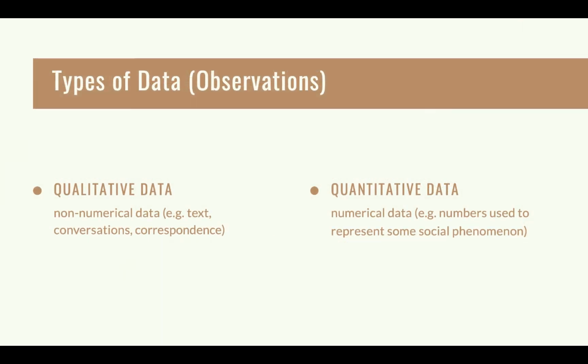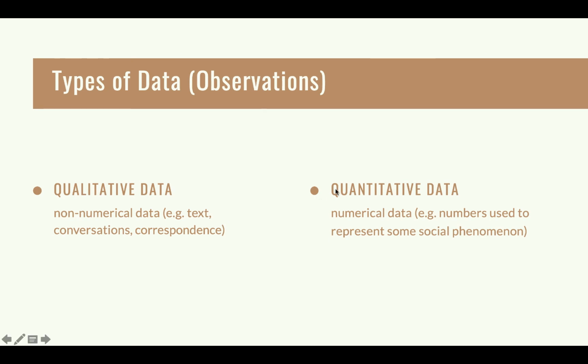We have types of observations: qualitative data and quantitative data. Qualitative data are non-numeric data: text, conversations, correspondence. When you're doing interviews with people, you're writing down a bunch of notes, recording their responses, and your recordings are then converted to text, right? You transcribe all of that text, write it into a Word document, look at that Word document, and then analyze what they said. So it's looking at text. You're looking at conversations between individuals.